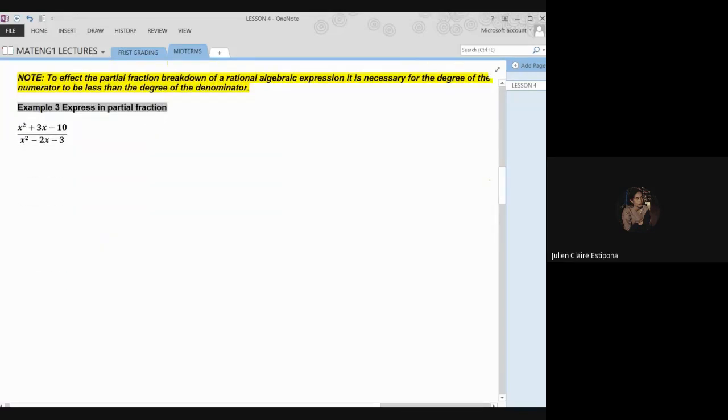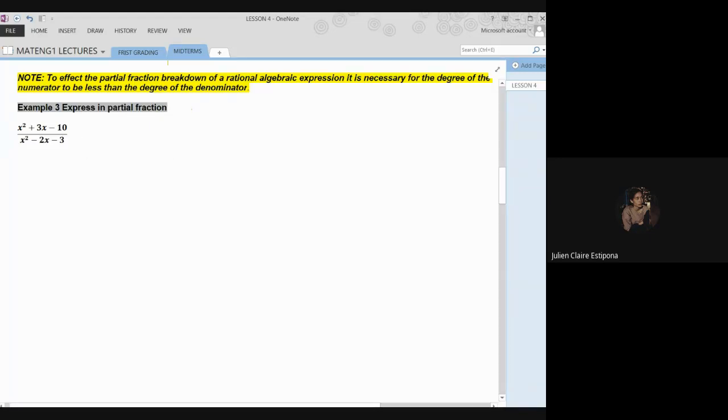Okay, so note, to effect the partial fraction breakdown of a rational algebraic expression, as I have said a while ago, it is necessary for the degree of the numerator to be less than the degree of the denominator. So for example, number 3, let us express in partial fraction the expression x squared plus 3x minus 10 all over x squared minus 2x minus 3. So for this one, it has the same degree. What are we going to do for this one?